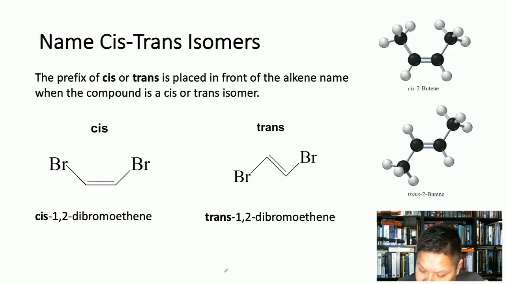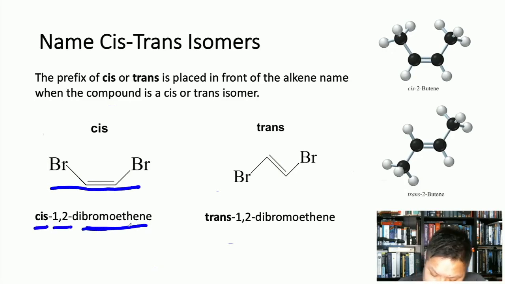So let's look at a couple more cis-trans isomers. We have here cis-1,2-dibromoethene, right? Sorry, I said that backwards. Cis-1,2-dibromoethene. Cis because they're on the same side, 1,2 because they're on the first and second carbon, di because there's two bromos, right? Two bromines, which are bromos because they're substituents, and then ethene because there are two carbons connected with a double bond.